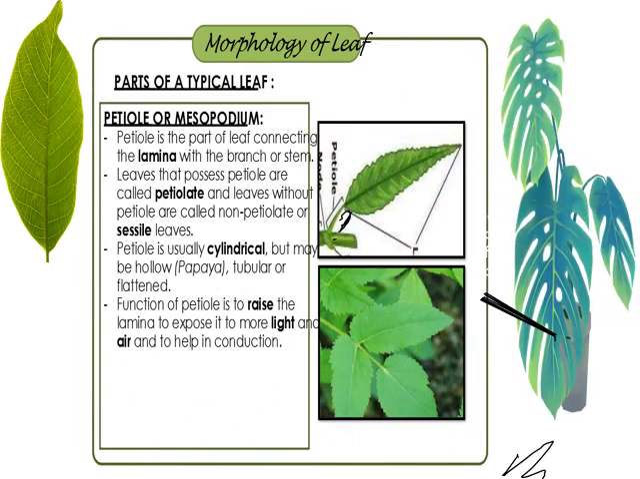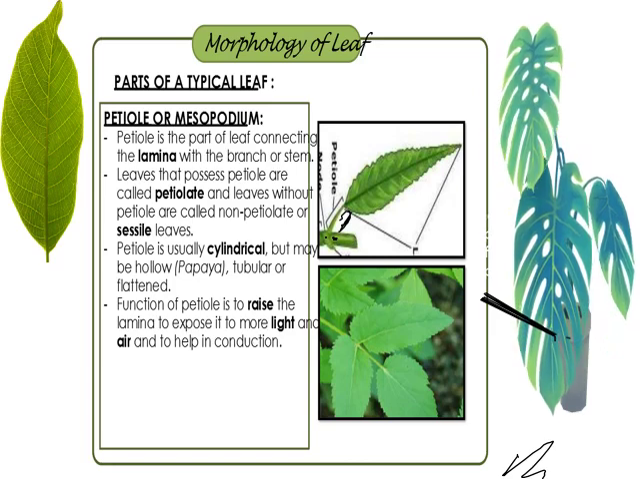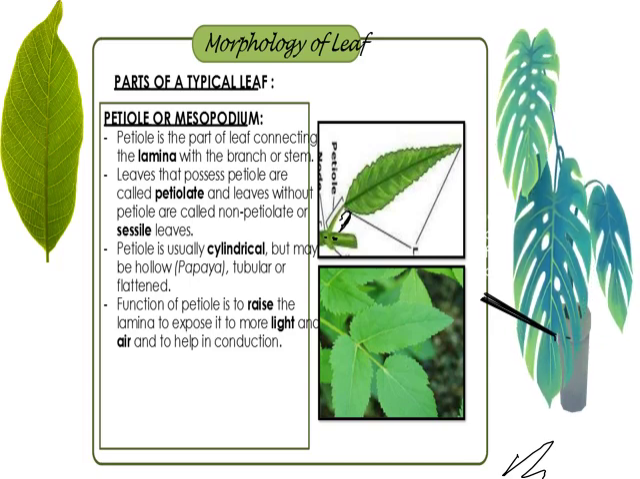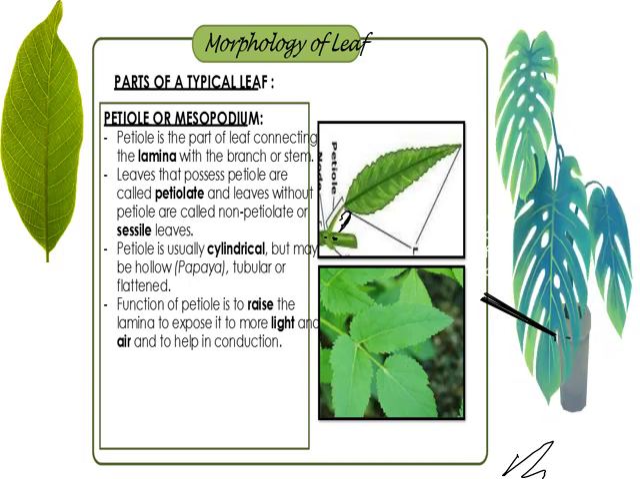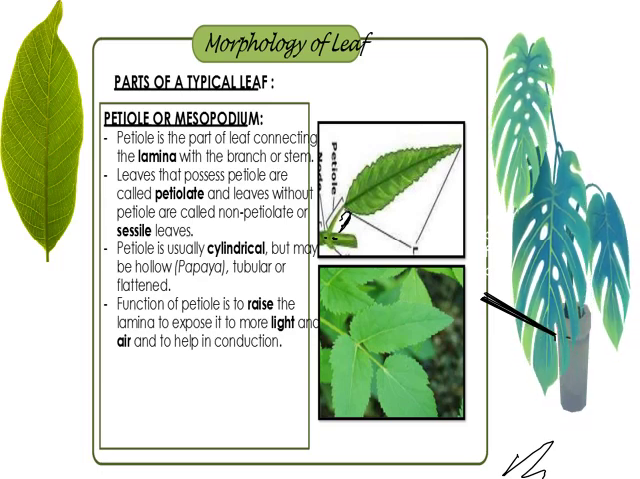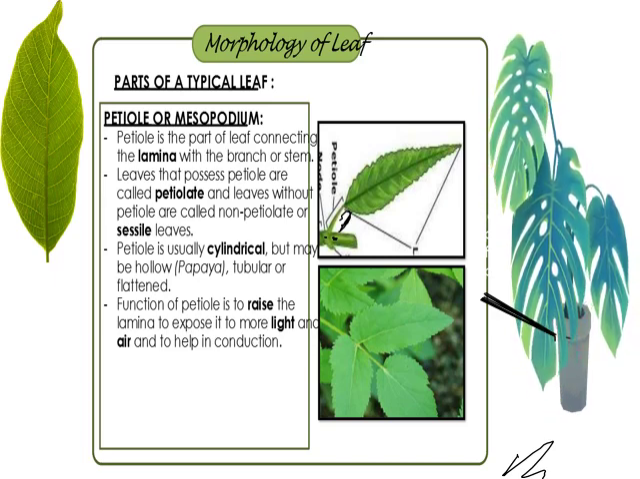Here we have again the part of a typical leaf, the petiole or mesopodium. The petiole is the part of leaf connecting the lamina with the branch or stem. So this one is the petiole. Leaves that possess a petiole are called petiolate, and the leaves without a petiole are called sessile or non-petiolate. The petiole is usually cylindrical, but may be hollow or flattened. The function of the petiole is to raise the leaf to expose it to more light and air and to help in conduction.